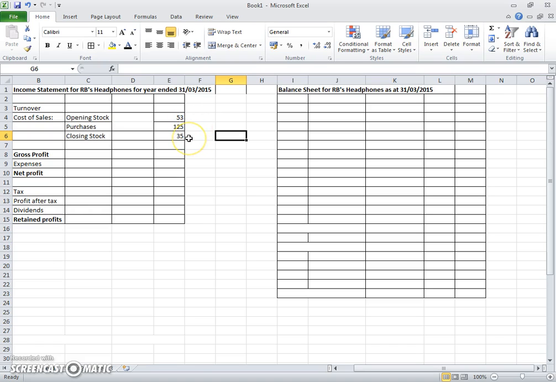Then we subtract from that any stock that was left at the end of the financial year. So on the 31st of March 2015, he basically did a check around the store to see how much stock he had on the shelves and in the storeroom out the back and whatever, and that was 35,000 quid. So he took that away because he hasn't sold it yet, so he doesn't account for it yet.